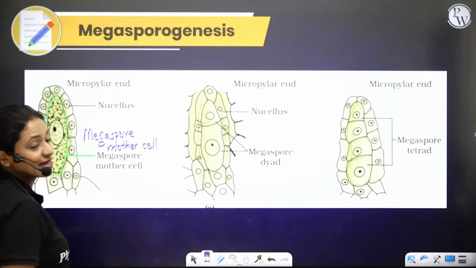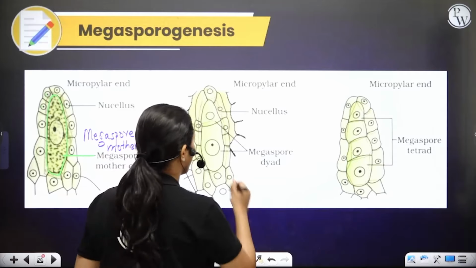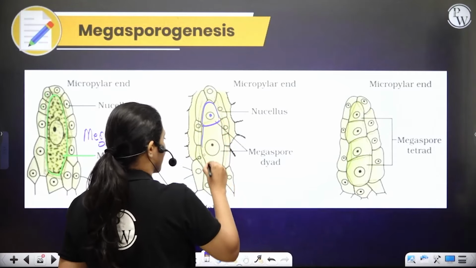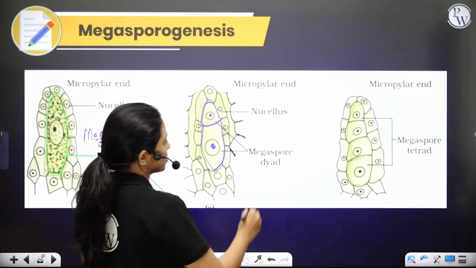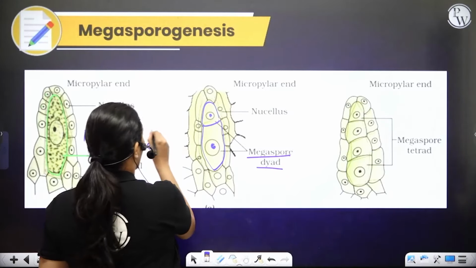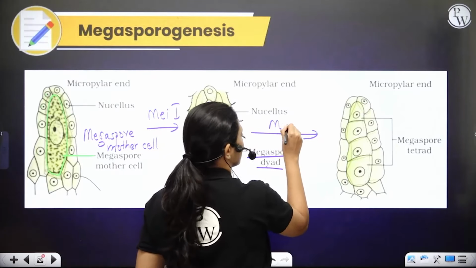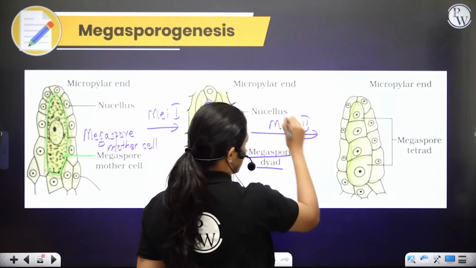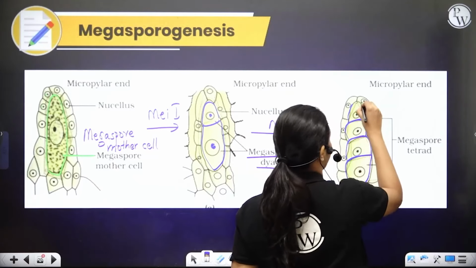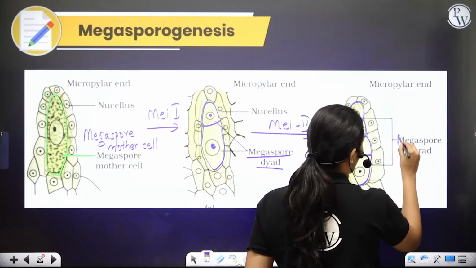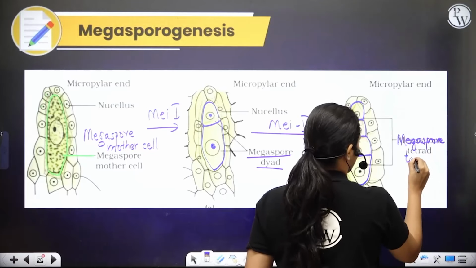This megaspore mother cell, similar to microspore mother cell, will undergo meiotic cell division. After the first meiotic division is undergone, two haploid nuclei are formed. This is called a megaspore dyad. After meiosis II, each of these cells will undergo meiosis II and form 4 cells that are usually linearly arranged one on top of another, and this is called the megaspore tetrad.